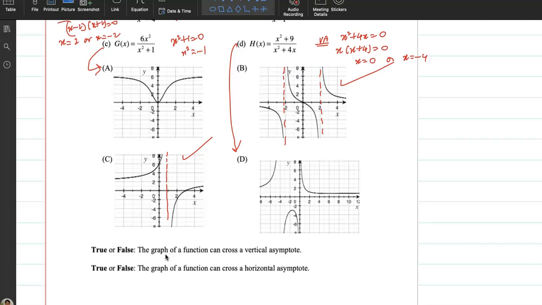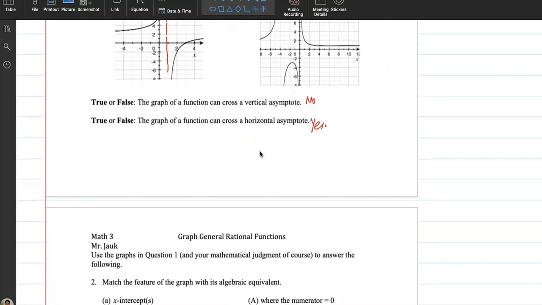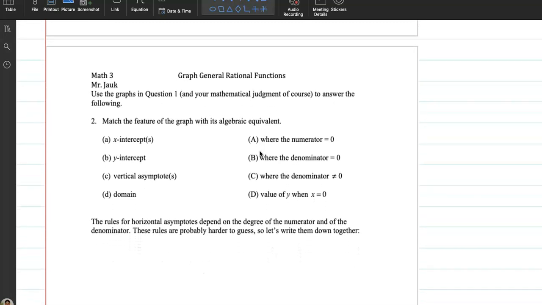True or false? The graph of a function can cross a vertical asymptote. No. Horizontal asymptote, it can cross. It crosses the horizontal asymptote, like this one, C. Here you have a horizontal asymptote and the graph is crossing it. How come? It crosses a short distance. Asymptotic behavior is a long distance behavior. Just something to remember.